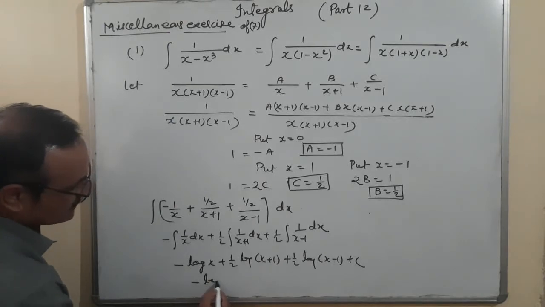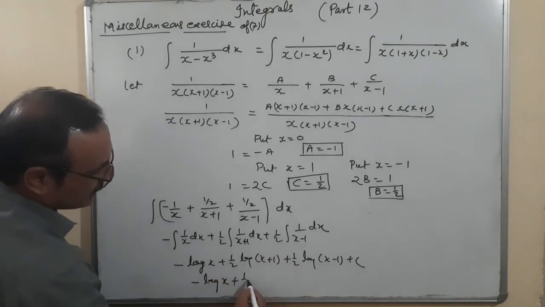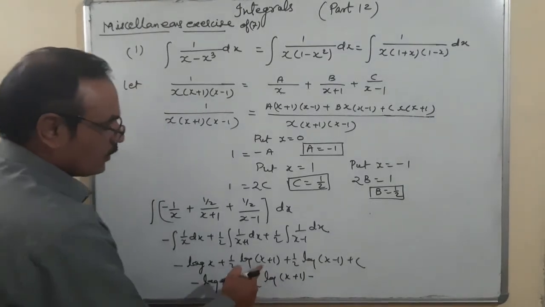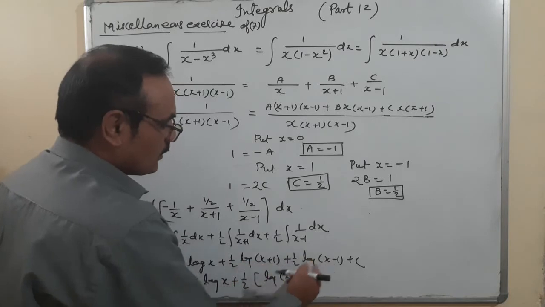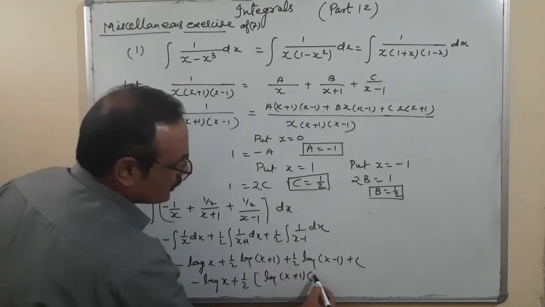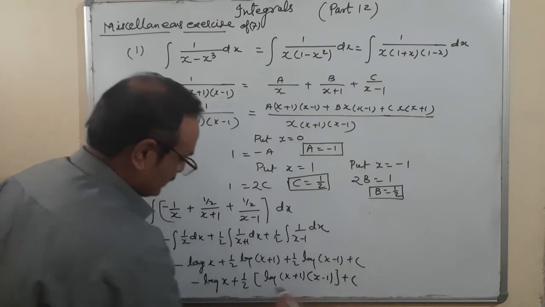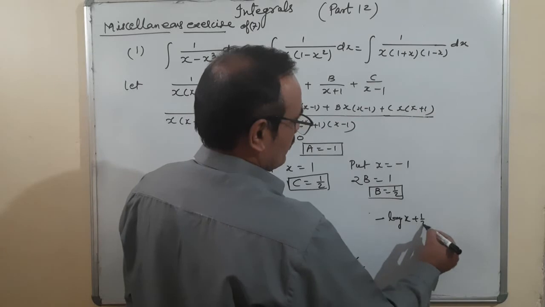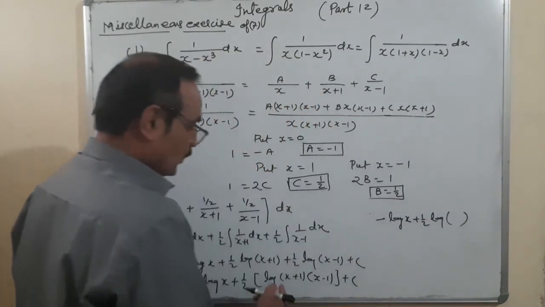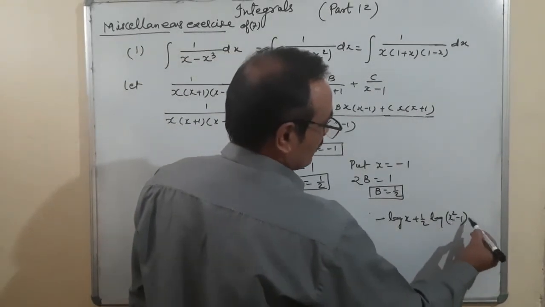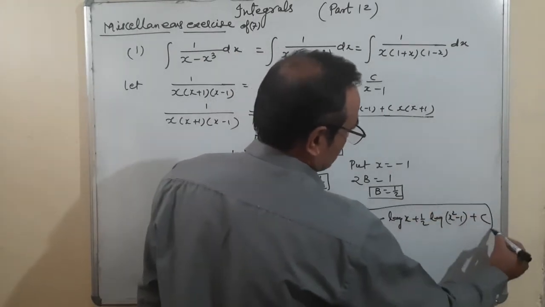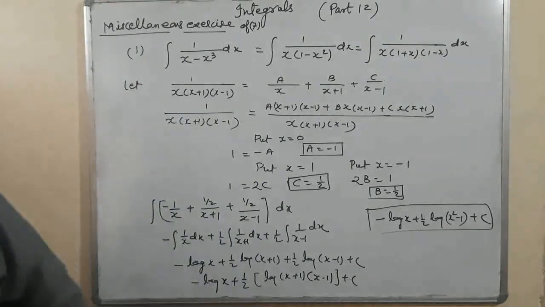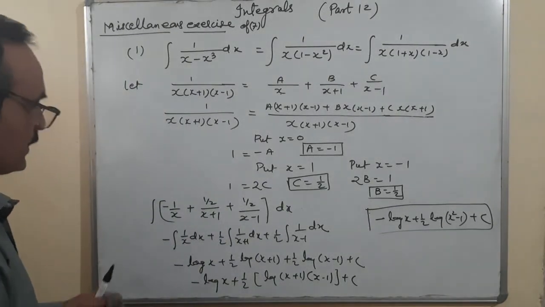Minus log x remains as it is, and from here taking 1 upon 2 common, log a plus log b is log of a into b, so log of (x plus 1) into (x minus 1) plus c. So finally it is written: minus log x plus 1 upon 2 log of x square minus 1 plus c. I think this is the standard answer of it. Nothing more to do now. So that is the solution of question number one. I hope it is understood.